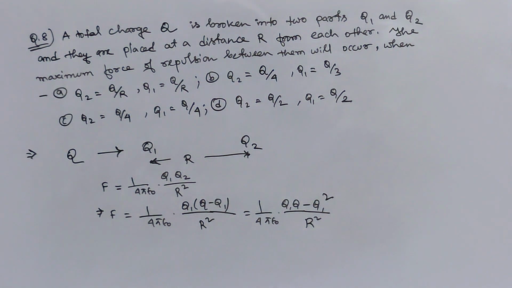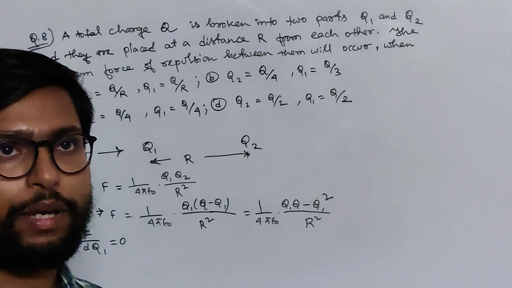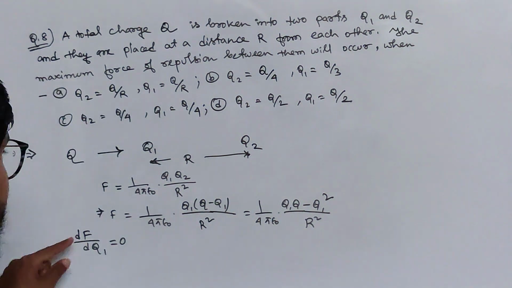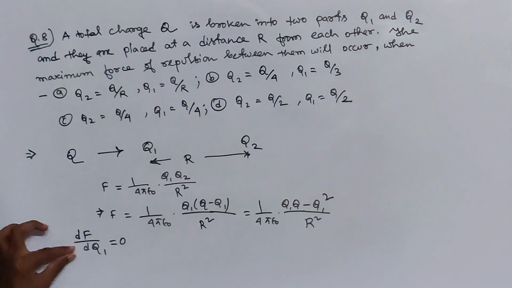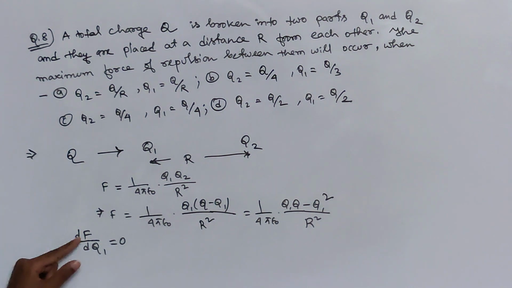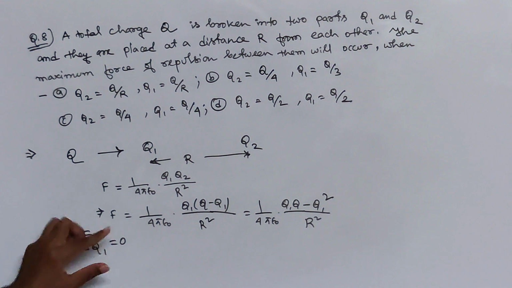Now, for maximum force, you have to understand, dF by dq1 should be equal to 0. This is the condition for maximum or minimum. For maximum or minimum, we know that the differentiation of f with respect to q1 should be 0, because F is dependent on q1, right? So dF by dq1 should be equal to 0.